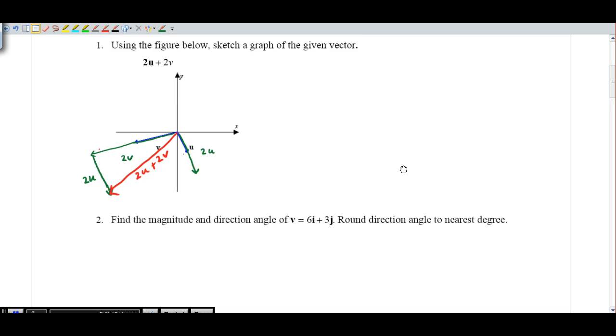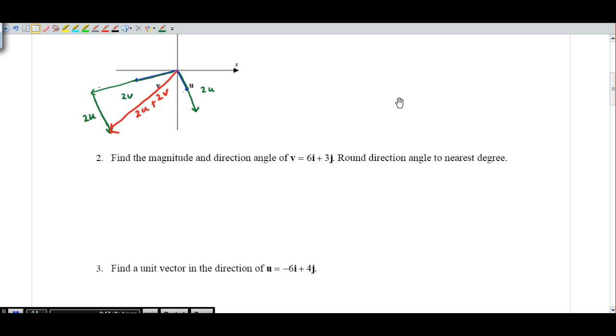Problem number 2. Find the magnitude and direction angle of 6i plus 3j. Graph that triangle. Graph that vector. 6 this way, 3 this way. This vector is 6i, 3j.